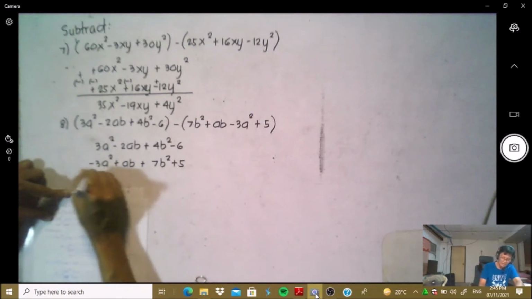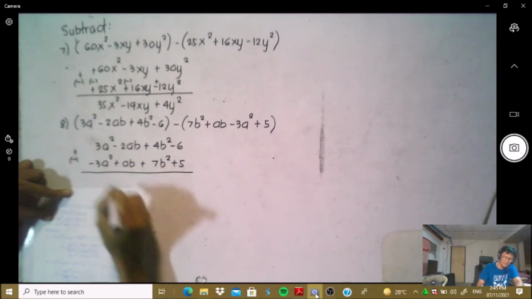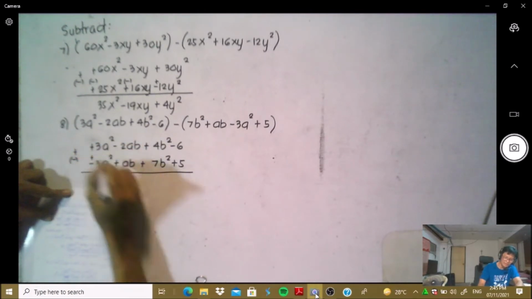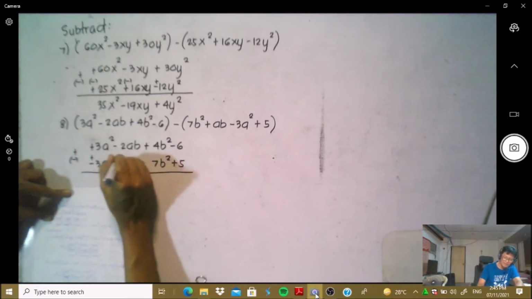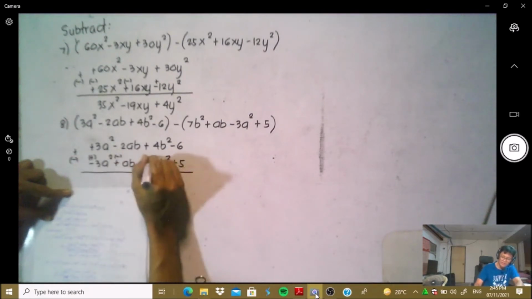Okay, so let's subtract, change the sign of the subtrahend and proceed to addition. This is positive, this is negative, so this becomes positive, this becomes negative, and this becomes negative.